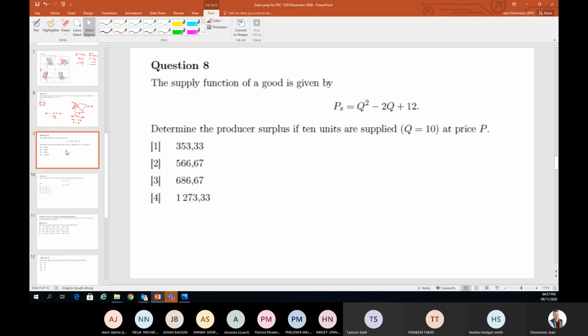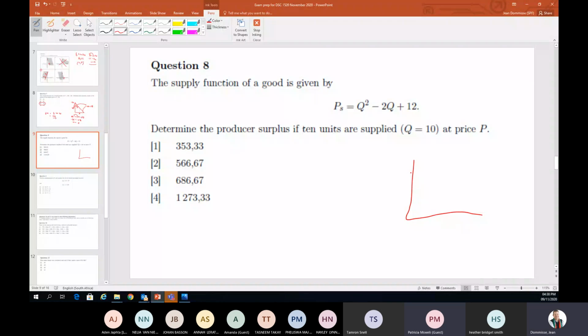Okay, so I'm just checking with chat. Okay, so what would you have done in this instance? Anybody, except guessing option 3.